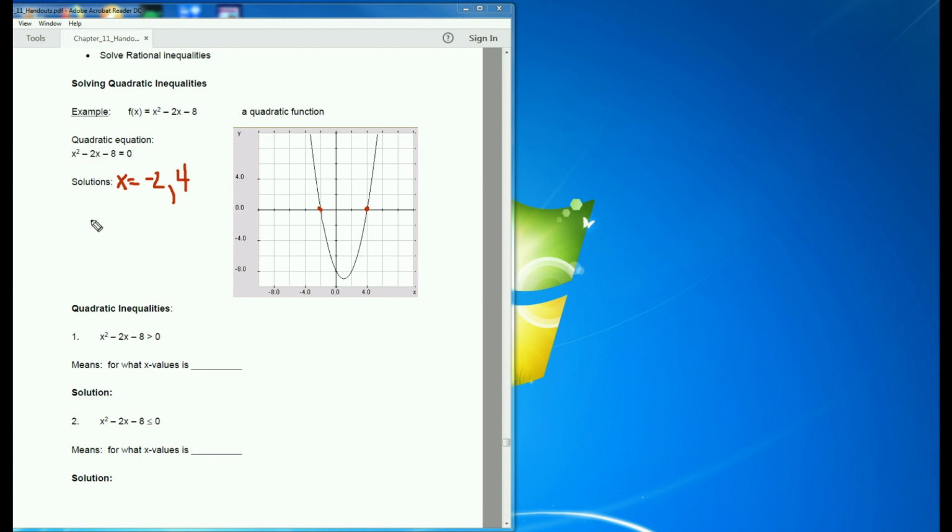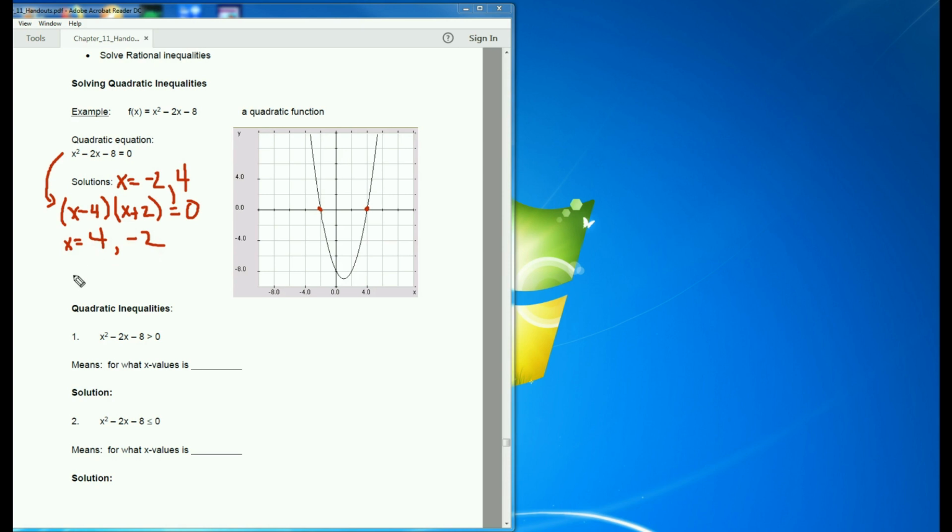Okay, and we also could have solved this, say we didn't have the graph just sitting right here. We could have also solved it analytically by just factoring this. That factoring is pretty easy. It's just (x - 4)(x + 2) = 0. And that would also give us the solutions, x = 4 or x = -2.